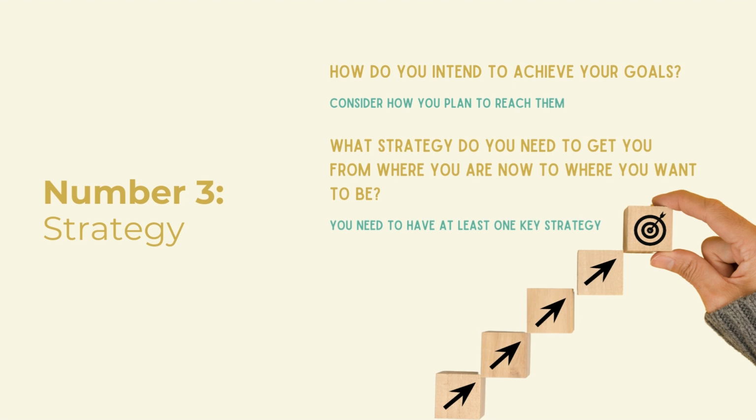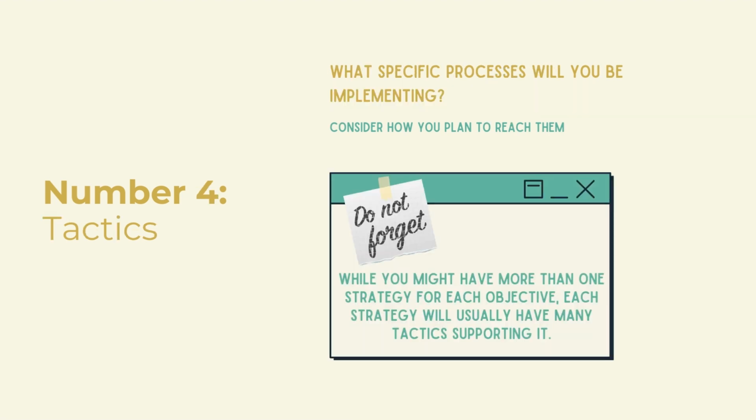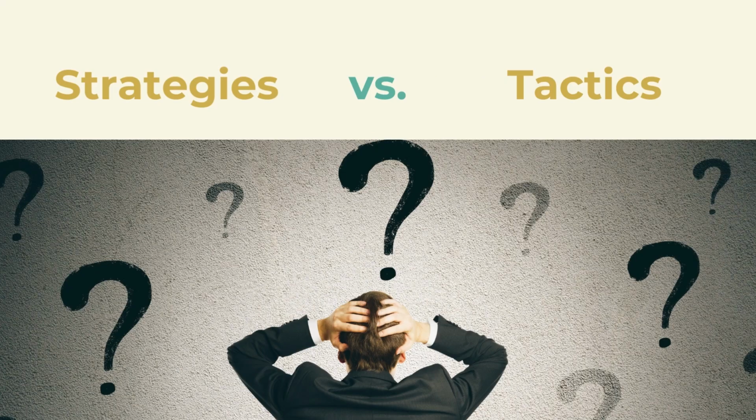You need to have at least one key strategy for each objective that you've set to help you work towards achieving it. Sometimes you might have more than one strategy per objective, but just be sure that you know your plan of action for each. Number 4, tactics. Your next step is to determine the specific processes you will be implementing so that your strategy succeeds. But it's easy to get confused about your tactics and strategy.